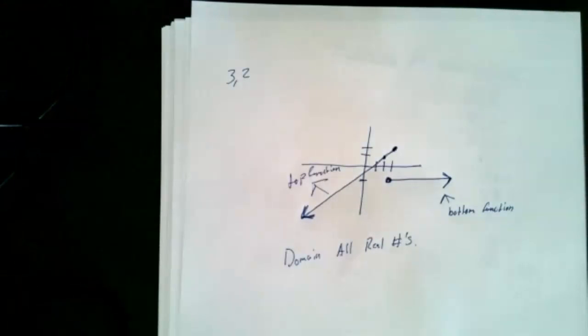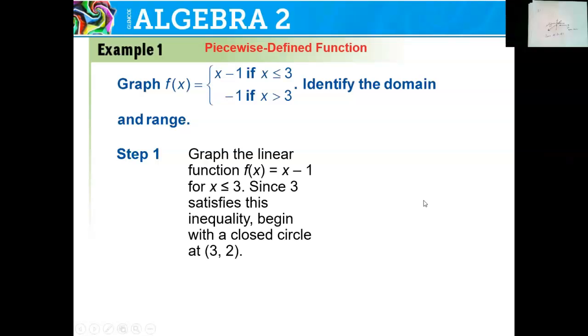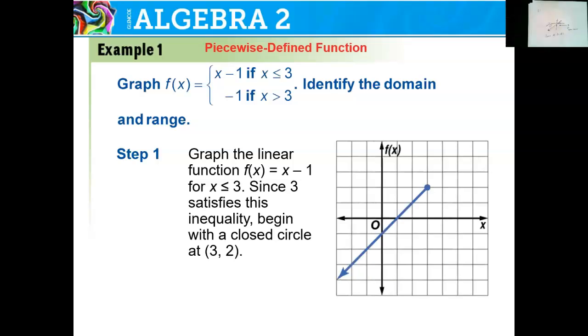Okay, so they're not necessarily hard because you're just graphing multiple functions. It's hard because you got to pay attention to where the domain begins and ends. So step 1, we want to graph the linear function f of x, which is equal to x minus 1 for all the x that is less than or equal to 3. Since 3 satisfies this inequality, begin with a closed circle at (3, 2). That's what we did. Okay, and then they continue to graph it.